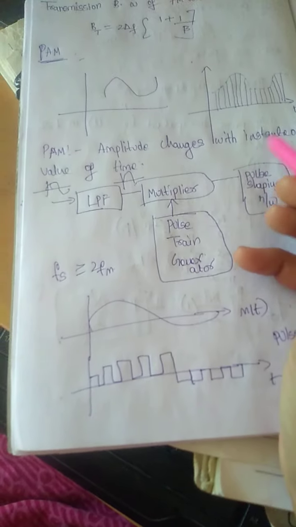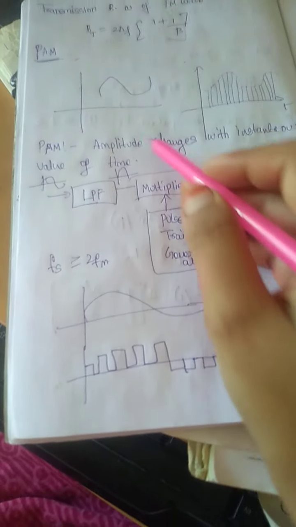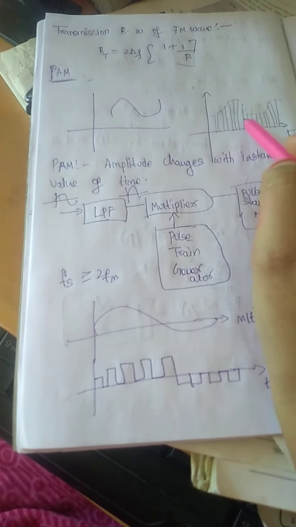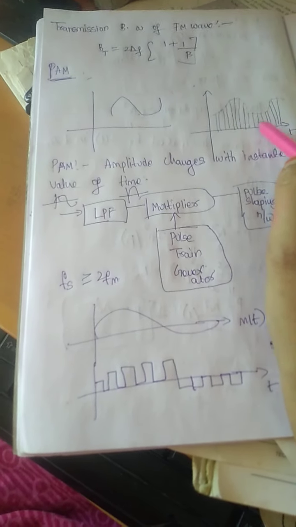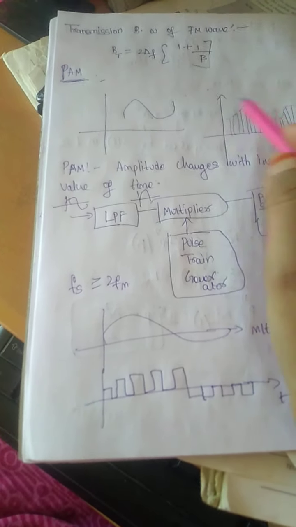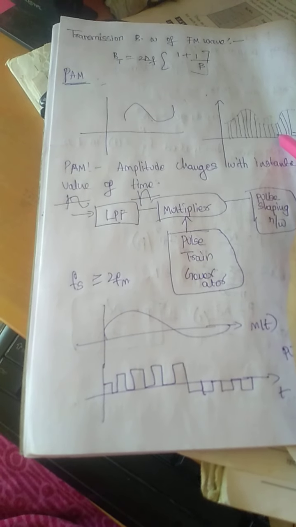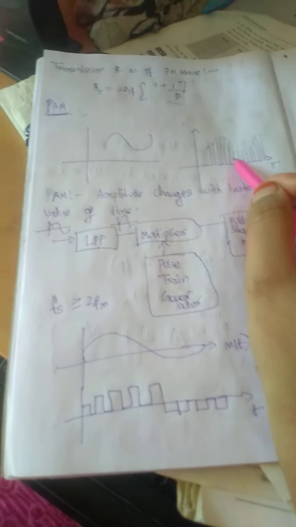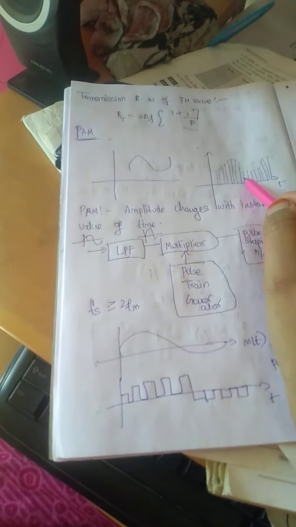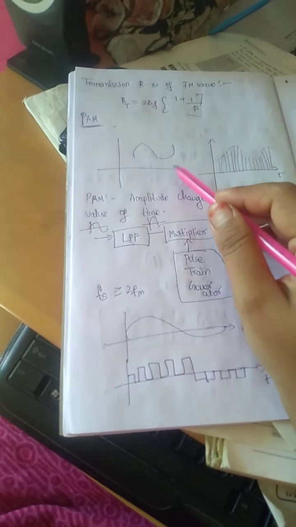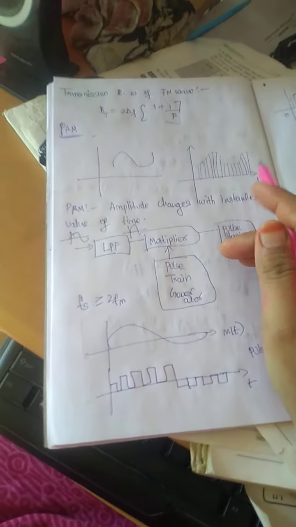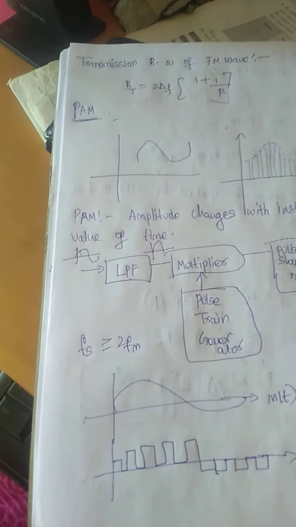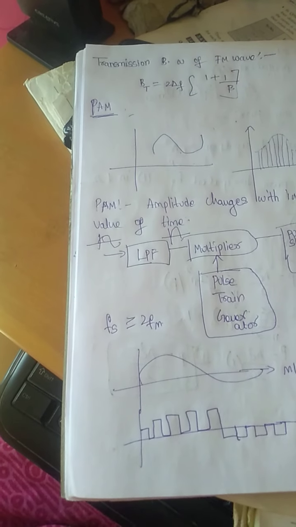Here the amplitude changes instantaneously with respect to the time. So here if you see, this is an amplitude of an input signal. The amplitude is changing with respect to the instantaneous value of time, according to the given time. But here the phase and the frequency are constant, only the amplitude changes. Samples are taken at regular intervals of time. Each sample is a pulse, where the amplitude is determined by the amplitude of the signal.